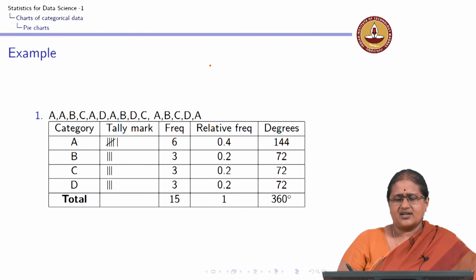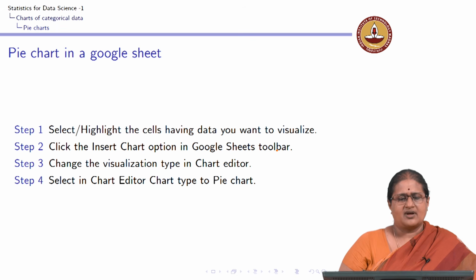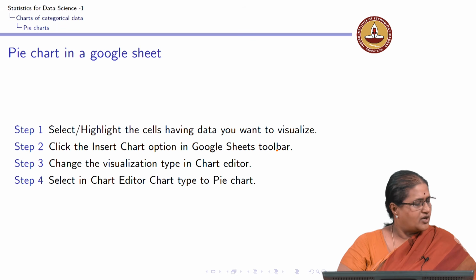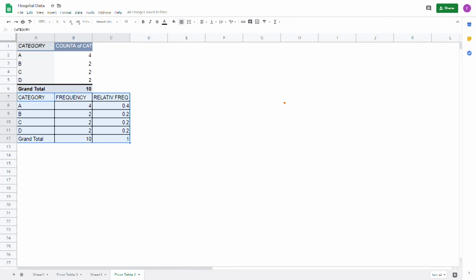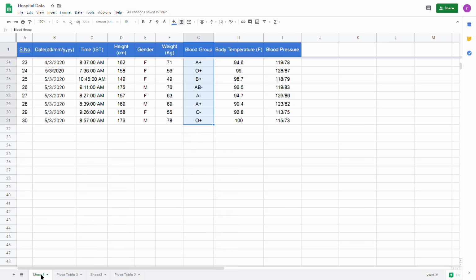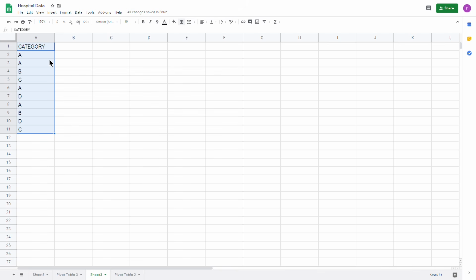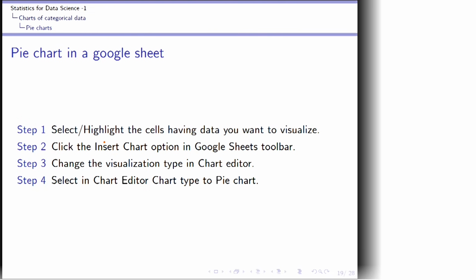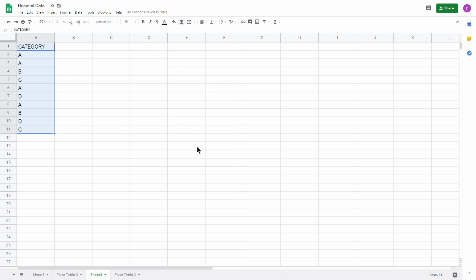So, you can see that for this I can do a pie chart in Google Sheet as well. So, let us go and do a pie chart for the same data. I have this as my data, I have this as my relative frequency. So, I go back to my data which I have calculated here. How do I do a pie chart? Again I highlight the data I want to visualize. What is the data I want to visualize? I want to visualize this hypothetical data I have created.